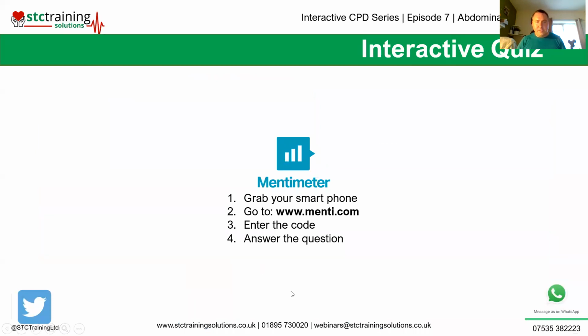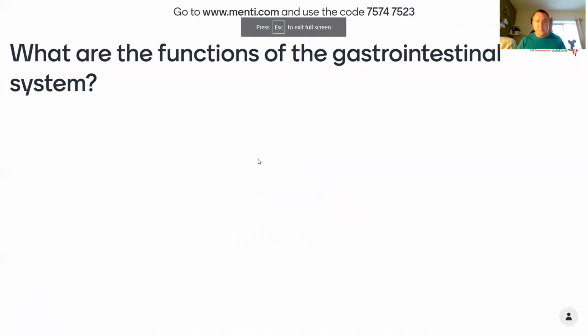So if you head to menti.com with your smartphone or your tablet or whatever you've got, and just enter the code 75747523. It's shown at the top of your screen at the moment. Depending which device you have, you might need to move the videos out of the way. 75747523. And I want you to answer, what are the functions of the gastrointestinal system? Just a little recap from anatomy and physiology. What is the point of us having a GI system?